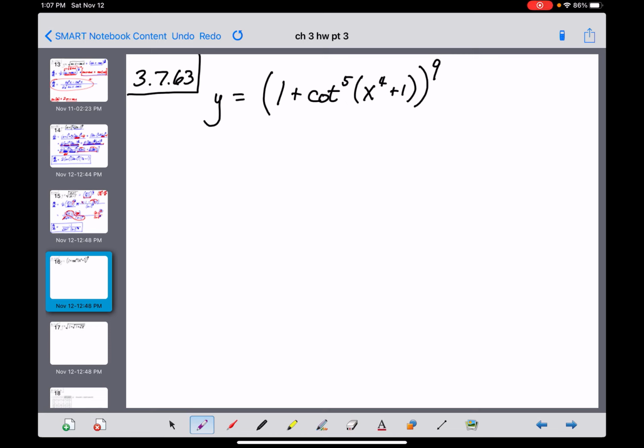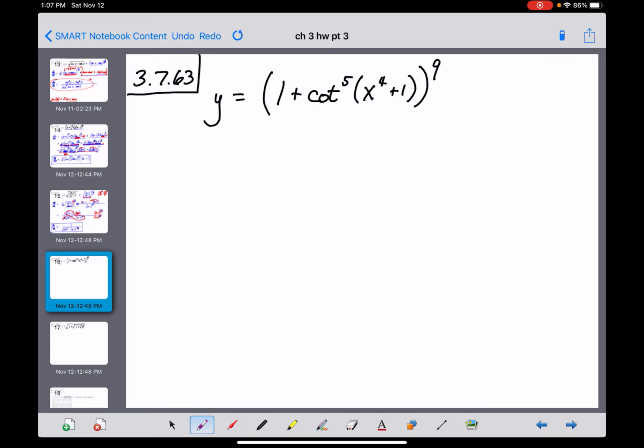I am not surprised at all that somebody asked a question about number 63 here in 3.7. This is an incredibly tough problem, guys. This one right here is kind of the crowning jewel of everything we were doing here with the chain rule. Why? You need the chain rule when you're trying to take the derivative of a function that is a composition of two other functions. Or sometimes three other functions, or sometimes five other functions.